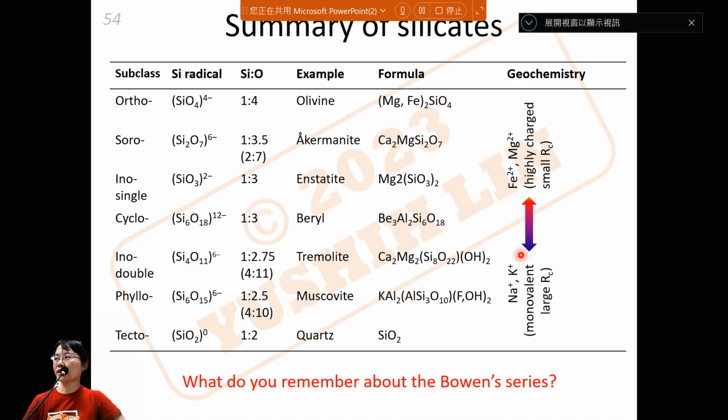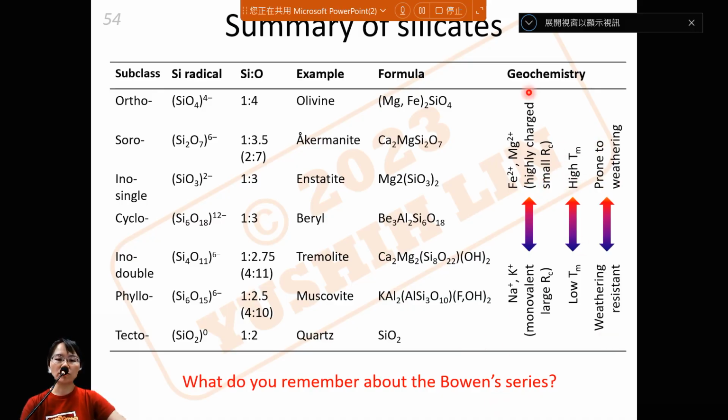And I don't know how many of you have learned the Bowen series. These non-polymerized silicates are so-called high-temperature minerals, while these highly polymerized silicates are low-temperature minerals. High-temperature minerals are prone to weathering. And low-temperature minerals are weathering resistant. So everything is related to the level of polymerization, reflected in the silicon-oxygen ratio.